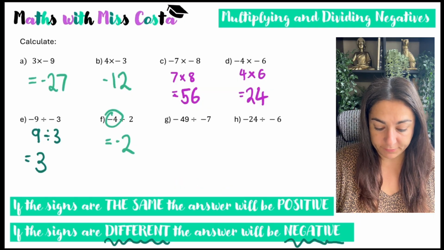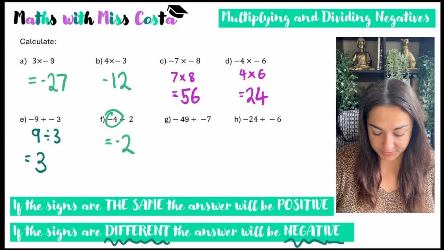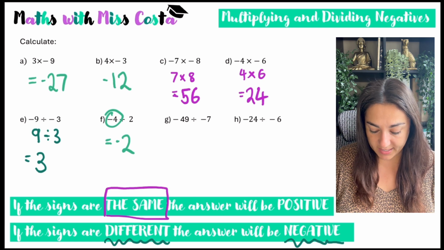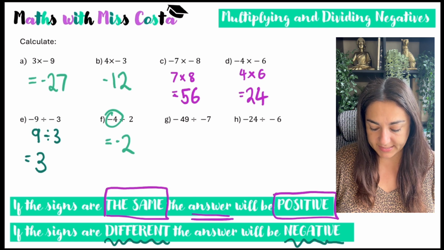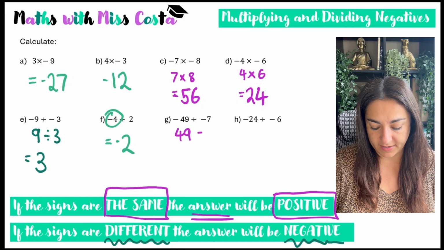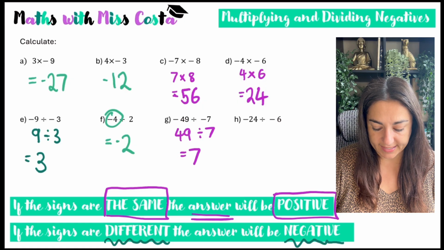Okay, I've got minus 49 divided by minus 7. Think to yourself, the signs are the same, so the answer is going to be positive. So that's the same as saying 49 divided by 7, which is 7.